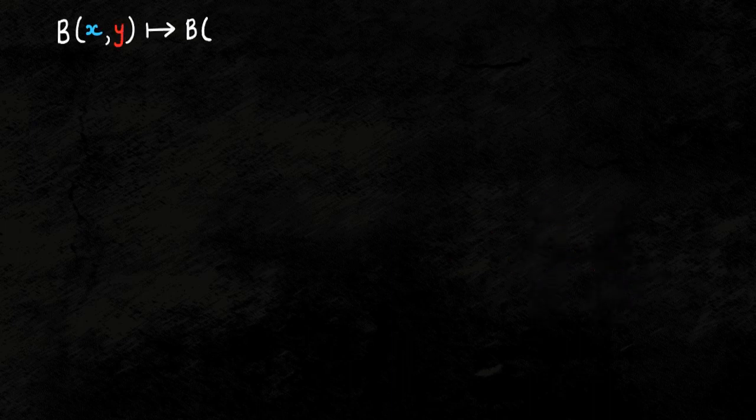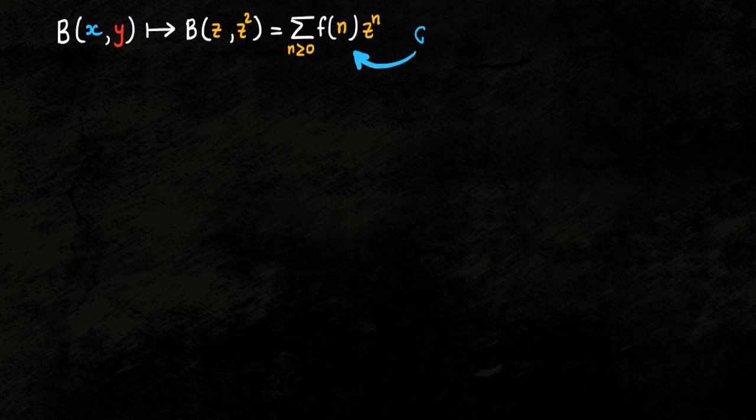From this series, we cannot directly compute f of n yet. To actually get f of n, we need to find b of z squared in a different way so that we can equate the coefficients. For this, let's go back to b of xy.